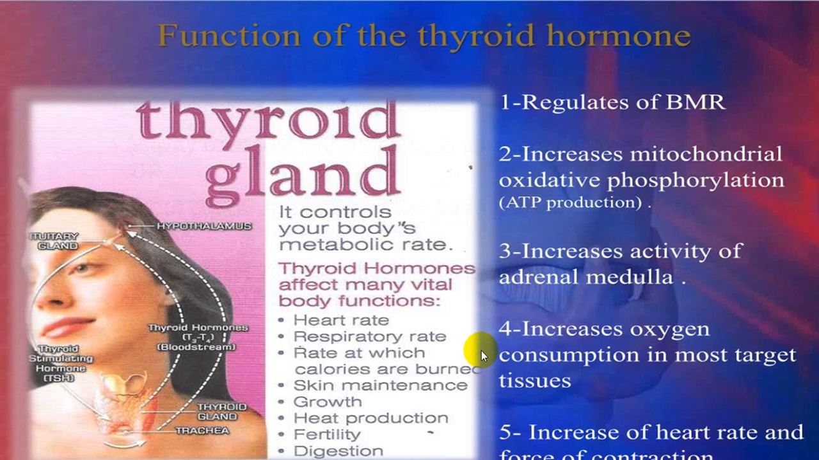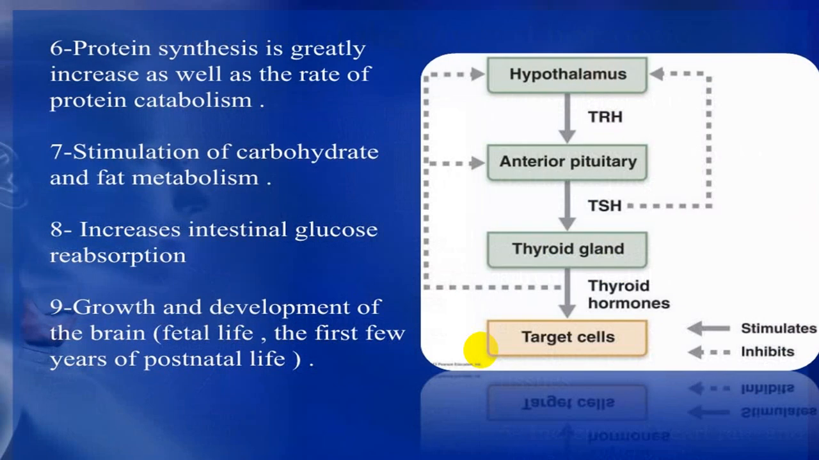So in summary, it regulates BMR, increases oxidation in mitochondria, increases activity of adrenal medulla, and thus having increased catecholamine release, and this will have an effect on respiratory system as well as cardiovascular system. Increases the oxygen consumption by all tissue, so increases BMR and increases energy production. It increases the heart rate and force of contraction, thus increases the cardiac output as well as the stroke volume.